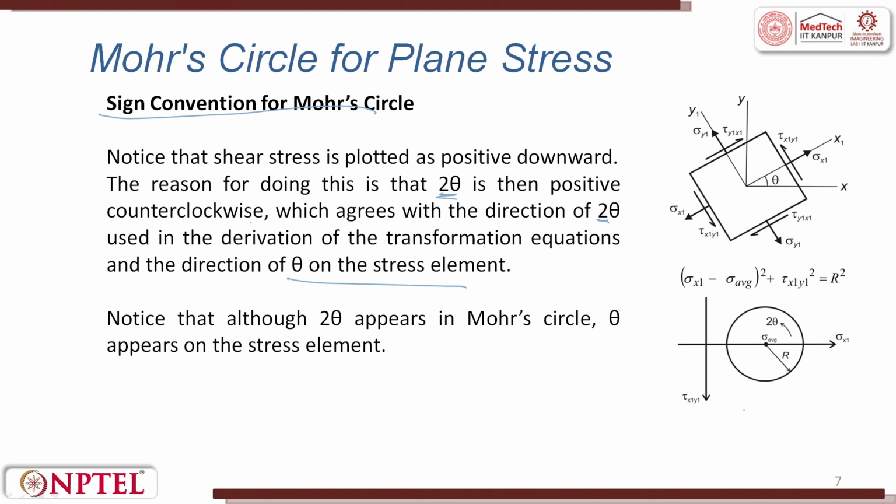So, you can see here this is what we were discussing till now. You will have a vertical axis, a horizontal axis, you will fix the sigma point and then you will have radius as tau, then the 2 theta goes in this direction. So, it can be expressed in equation form, which is nothing but (sigma x minus sigma average) the whole squared plus tau xy the whole squared is equal to R squared. From this you can find out what is stress average.